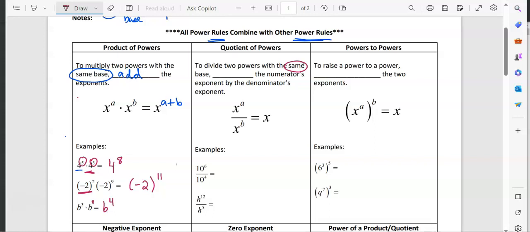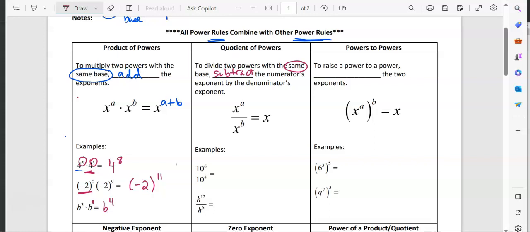There are ways that if you have something with different bases, if you can get to the same base, then you can apply the rule. That's actually a little bit beyond us. Might be like a bonus question or some challenge question, but not something we're going to see regularly. This time we are going to subtract.